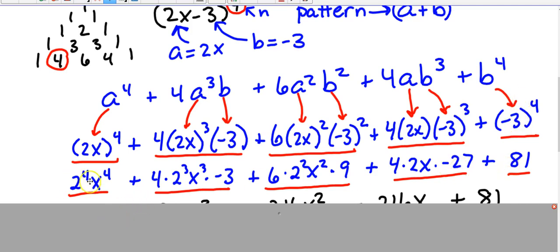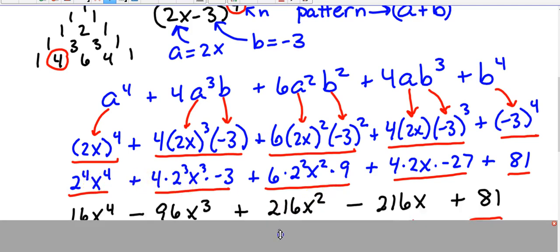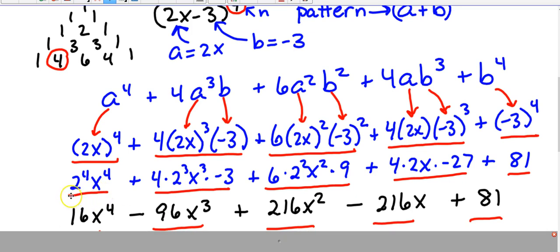Now I just need to simplify each of these terms, putting the coefficient in the front. Okay, so 2 to the fourth, x to the fourth, 16x to the fourth. This is 4 times 2 to the third, which is 8, times negative 3, which is negative 96, x cubed. 6 times 2 squared times 9, 216. 4 times 2 times negative 27, negative 216, and then 81.